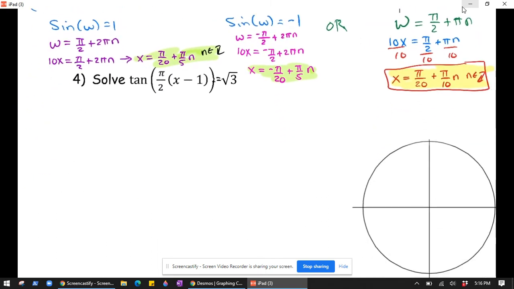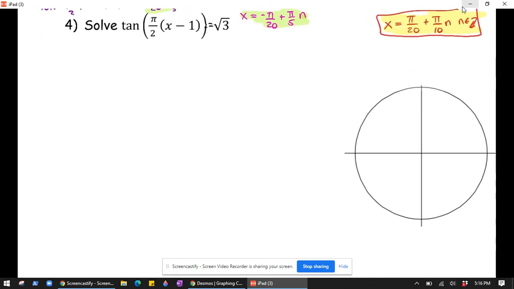Let's do another one. It says tangent of pi over 2 times x minus 1 equals root 3. So again, you've got this crazy shift and scaling going on in there, but we can circumvent the headache of dealing with that by first replacing what's inside here with some other letter. So let's let w equal pi over 2 times x minus 1. So we can just deal with this equation: tangent of w is equal to root 3.